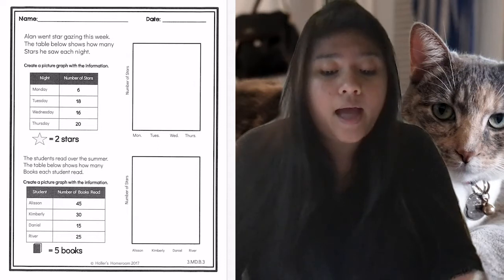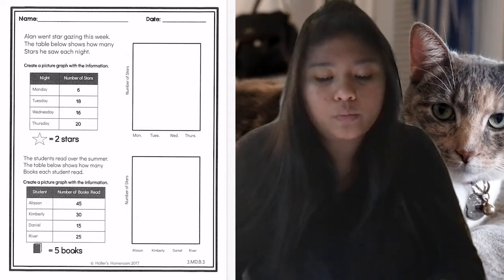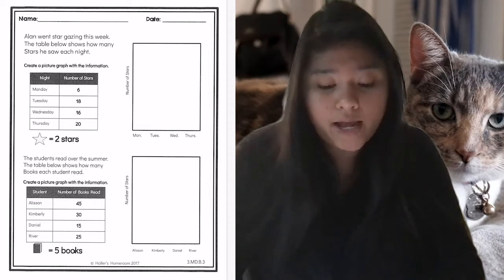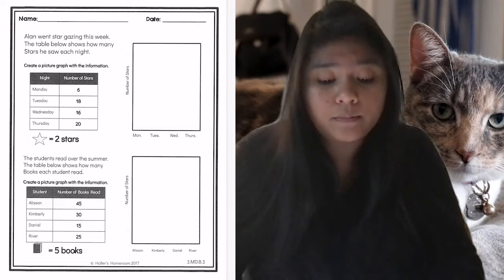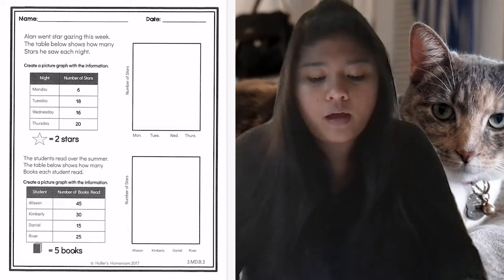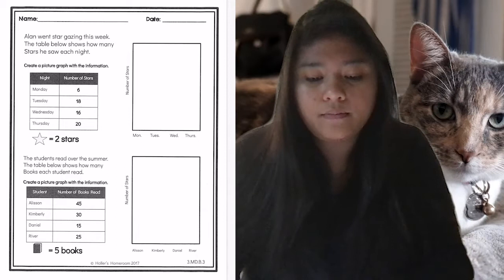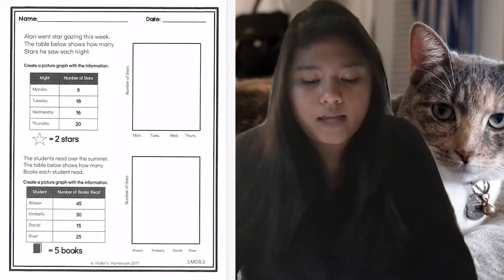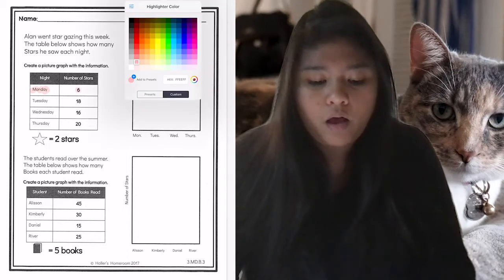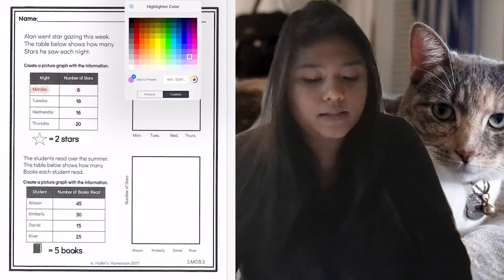Ready? Alan went stargazing this week. The table shows how many stars he saw each night. Okay, create a picture graph with the information. Okay, let's take a look at the information. All right, so on Monday, I noticed that he saw 6 stars. Okay, on Tuesday, how many stars did he see that night?